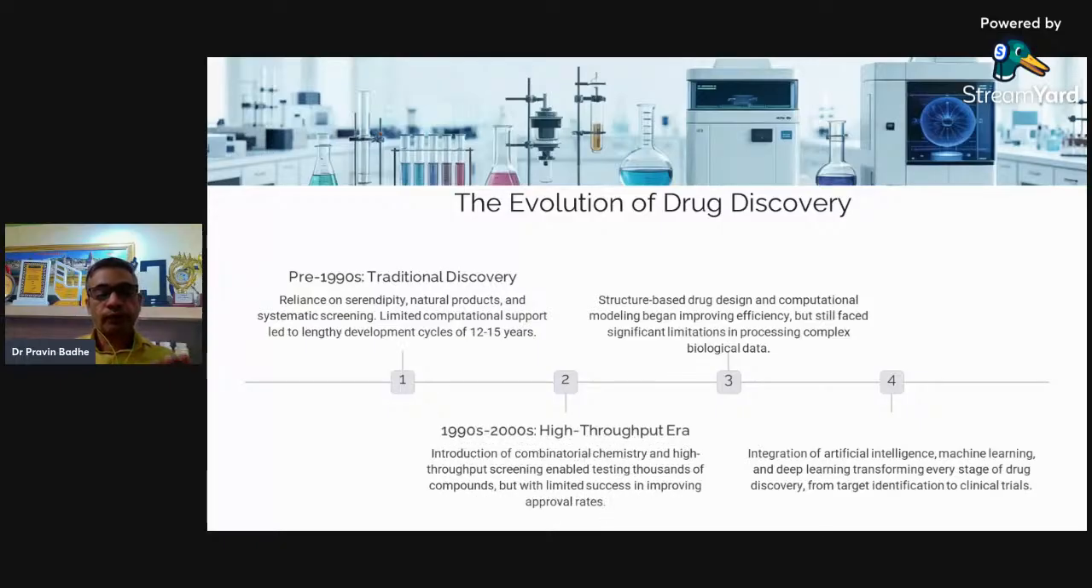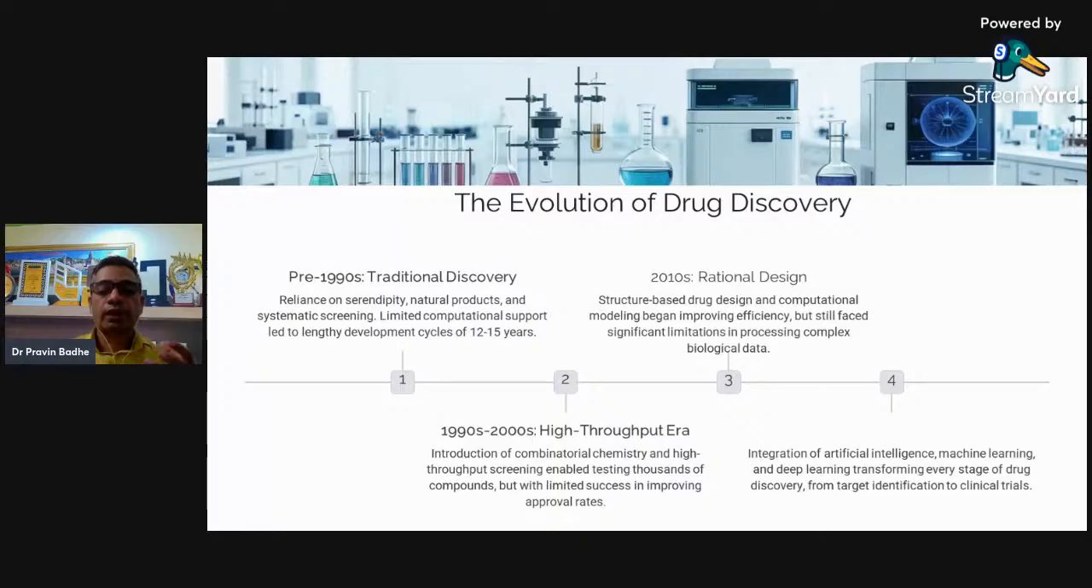Then from 1990 to 2000, the era of high throughput screening came in. A lot of pharma companies moved from natural product drug discovery to high throughput screening, where synthetic combinatorial chemistry came in, and thousands of compounds could be screened using robots with high throughput assays. But still, the success was limited, and there was a need for improvement there as well.